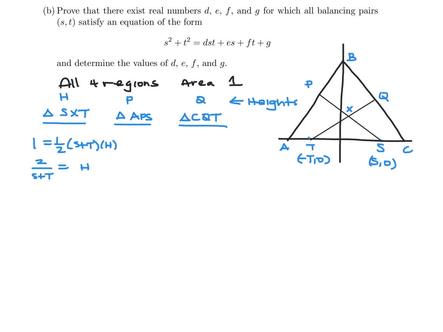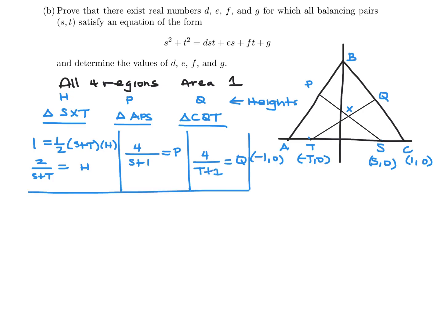And very similarly, when we do it for these triangles, we will get P is equal to 4 over S plus 1, because this is negative 1, 0, and this is 1, 0, C and A. And then, of course, APS is 2 regions. That's why the area is 2. And then for CQT, it'll be very similar. We'll get that height equal to 4 over T plus 1. Okay, so that's the initial setup.